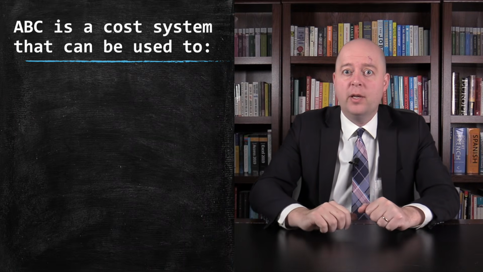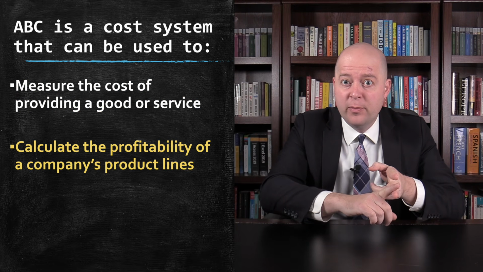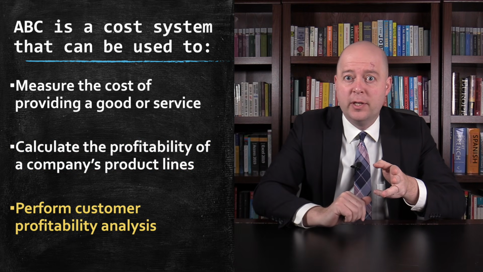In today's episode, we're going to discuss activity-based costing, or ABC for short. ABC is a cost system that can be used to measure the cost of providing a good or a service, calculate the profitability of a company's product lines, and perform customer profitability analysis.